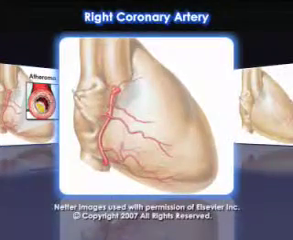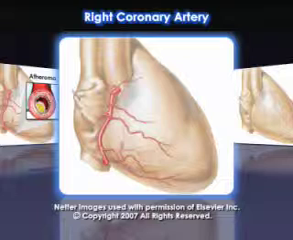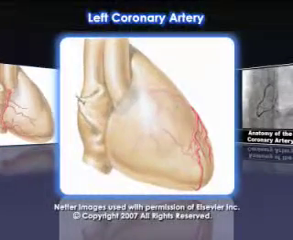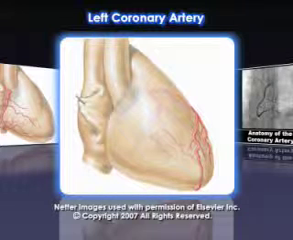The right coronary artery passes between the pulmonary artery and the right atrial appendage and then runs in the anterior atrioventricular sulcus groove toward the crux of the heart. The left coronary artery arises from the left posterior sinus of Valsalva and passes forward between the pulmonary artery and the left atrial appendage.